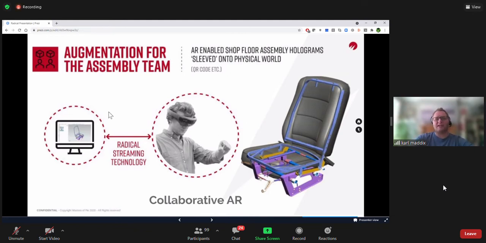So augmented reality is going to be heavily featured moving forward. These are essentially mobile devices, which means they're untethered from their desktop. So you're free to walk around factories, construction sites.